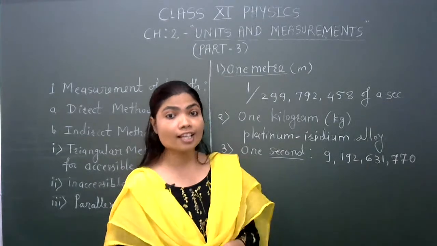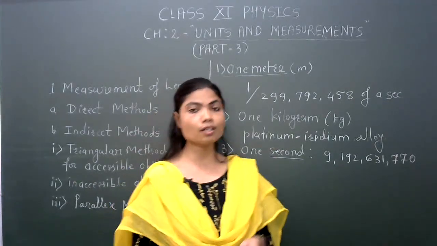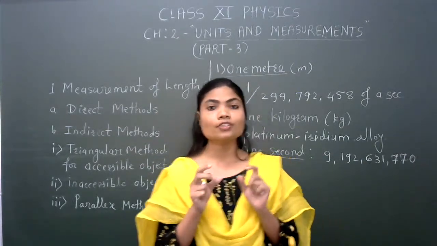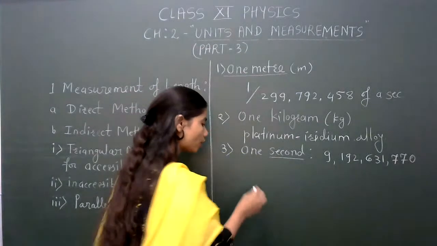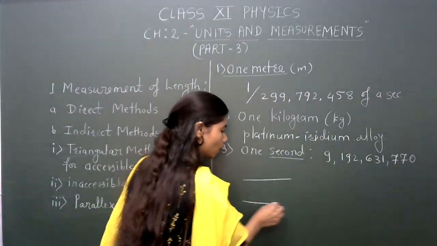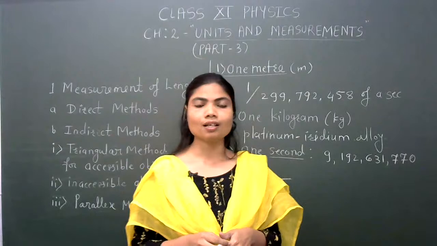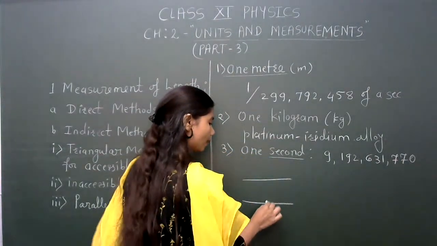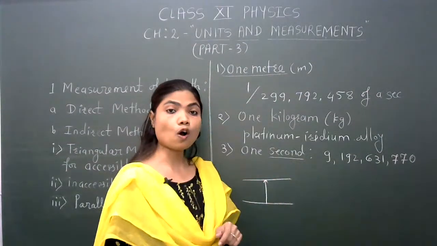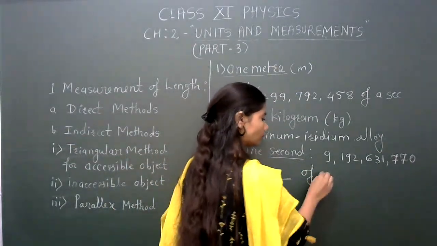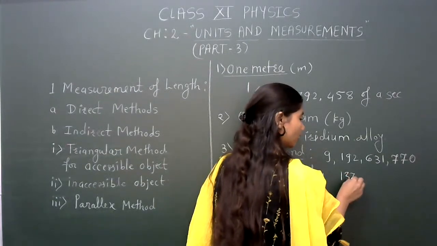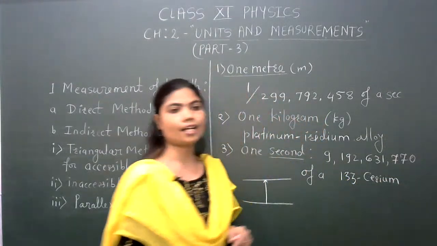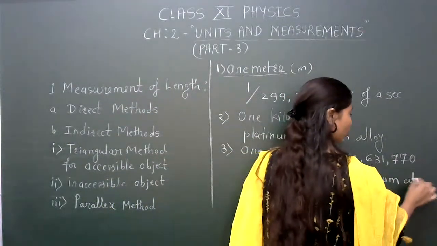Periods of radiation. Whose radiation? Period of radiation corresponding to the transition between two hyperfine lines of a ground state, two hyperfine lines of a ground state of a 133 cesium atom. Okay, it is important to understand.